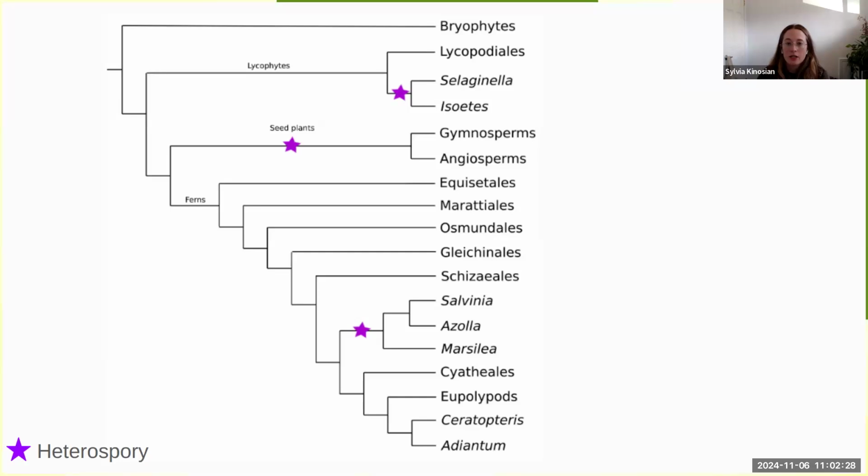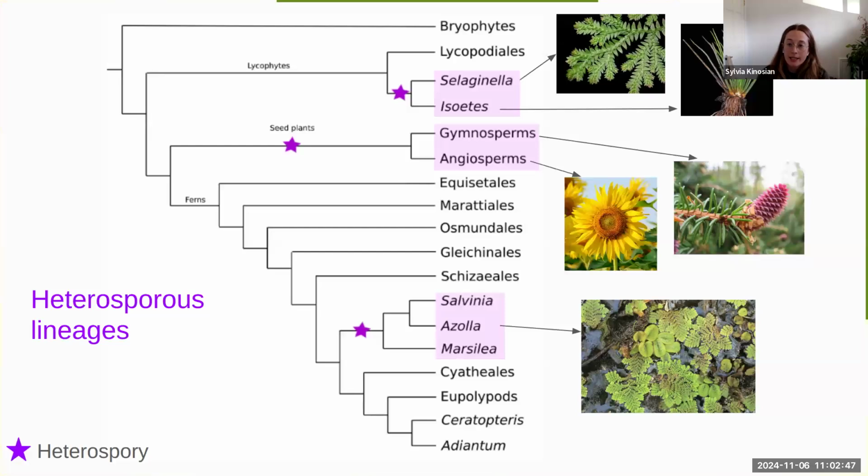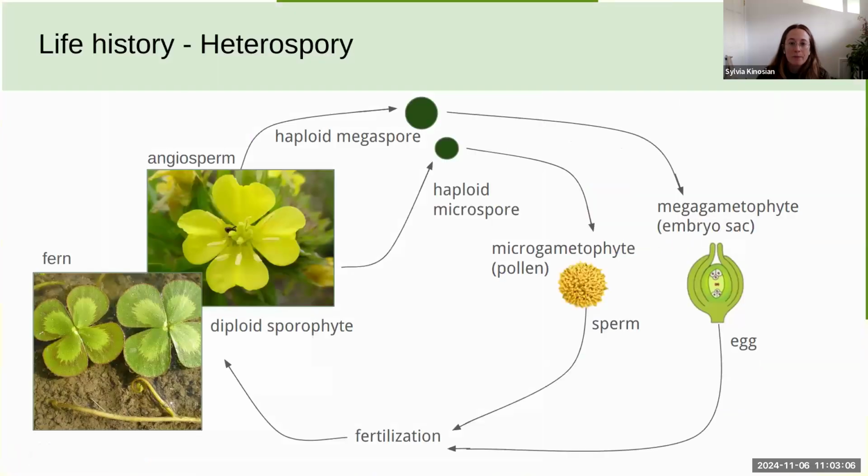So first, a brief review on different reproductive modes in land plants. Here's a cartoon phylogeny of land plants, and the purple stars denote independent evolutions of heterospory. Most land plants are homosporous, meaning they produce one type of spore, and heterosporous plants produce two different types of spores. We have three lineages extant today. In the lycophytes, we have the genera Selaginella and Isoetes. Of course, we have the seed plants, so gymnosperms and angiosperms. And then within ferns, we have the water ferns or the Salviniales. So these are all of our extant heterosporous lineages.